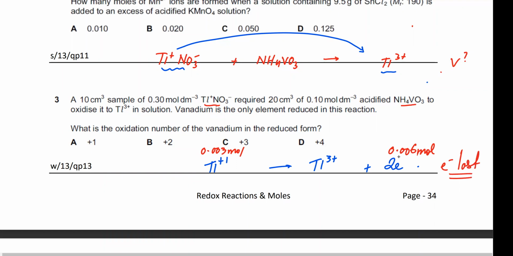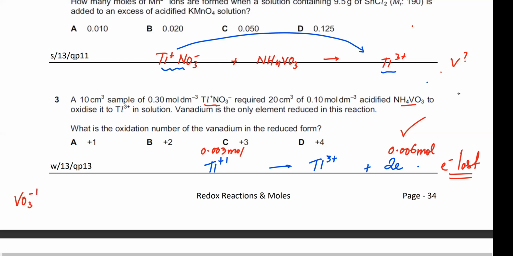Now the number of electrons that would be gained is going to be exactly the same. So who's gaining electrons? They're saying that in NH4VO3, vanadium is the only element reduced. So what's the oxidation state of vanadium? I need to know what the charge of vanadium over here is. Now NH4 is +1, so VO3 is -1. So I'm going to do this over here in the corner.